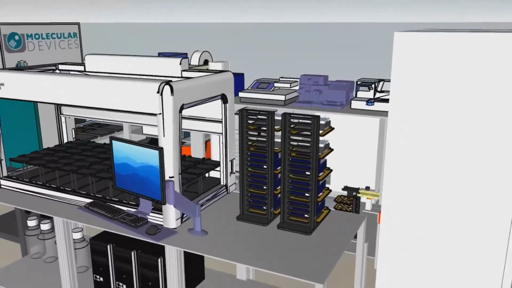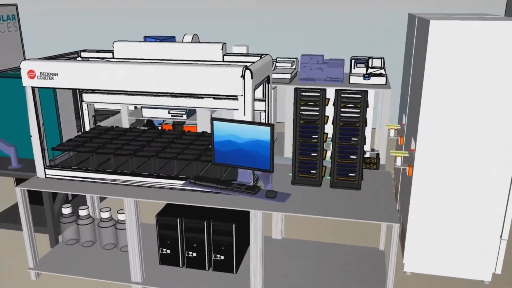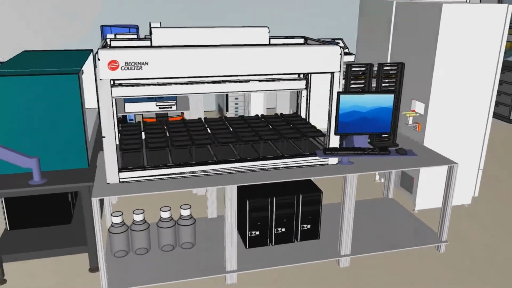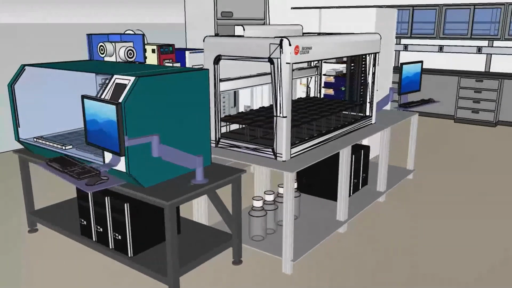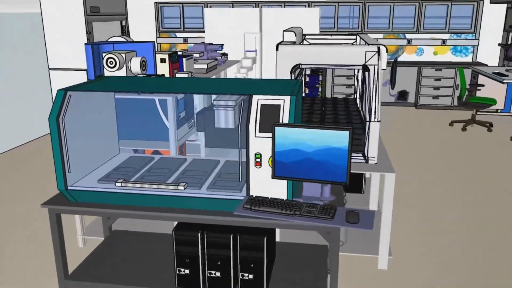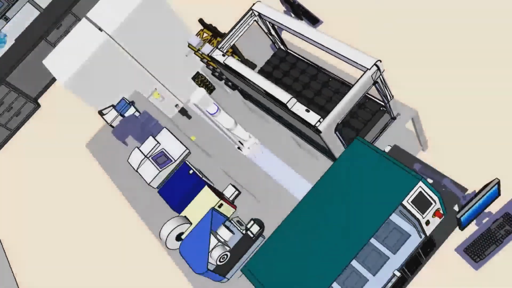A work cell like this typically takes up around 8 by 14 feet of lab space, but one of the cool features of our work cells is the ability to stack instruments vertically using shelves. This gives customers who have limited lateral lab space the opportunity to have a fully automated molecular cloning workflow despite their space limitations.